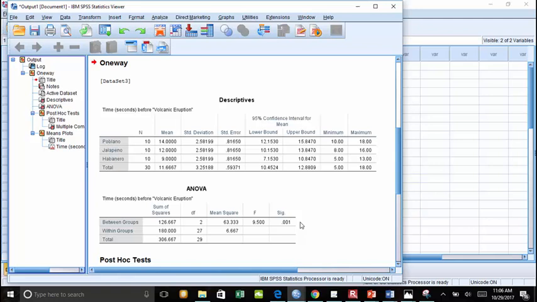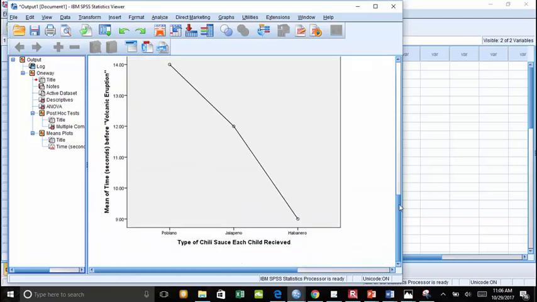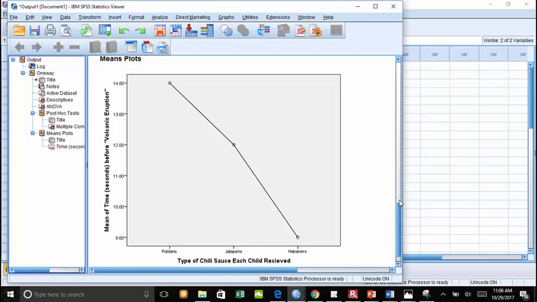And again, we compare that significance value to 0.05 as our alpha level. And then we have our post hoc test, which we will look at. The one thing that your book does is this means plot, and this is just plotting the means. So for Poblano, there were 14 seconds till the volcanic eruption. Jalapeno, 12 seconds, and Habanero, 9. Much quicker, right? Because that's a much hotter chili.